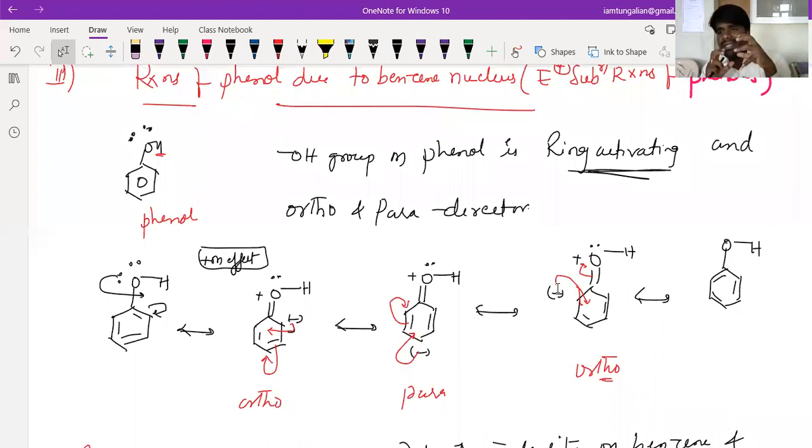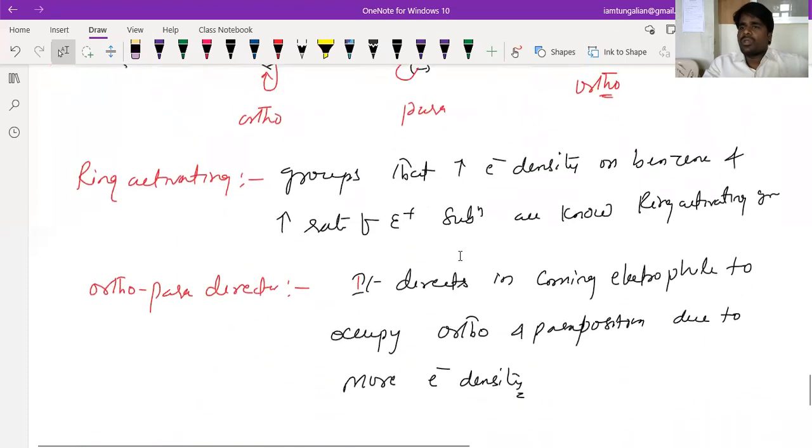So the groups which increase the electron density on the benzene ring are said to be ring activating groups. At which positions is this electron density increased? It is increased at the ortho and para positions. Because of that, the electrophile will preferentially attack there. Electrophile means an electron deficient species, and an electron deficient species will generally look for an electron rich center. Electron density is more at the ortho and para positions, where the negative charges indicate the electron density. So electrophiles will seek the electron rich positions in the presence of a hydroxy group, and these reactions will undergo ortho para substitution.